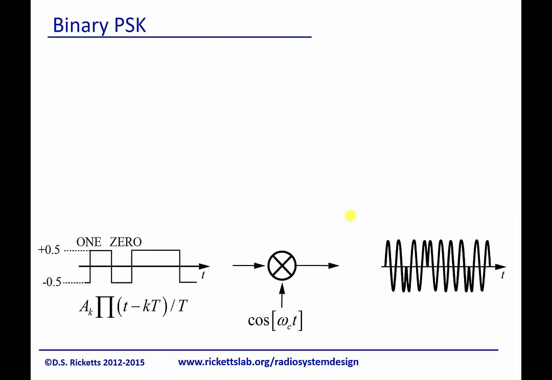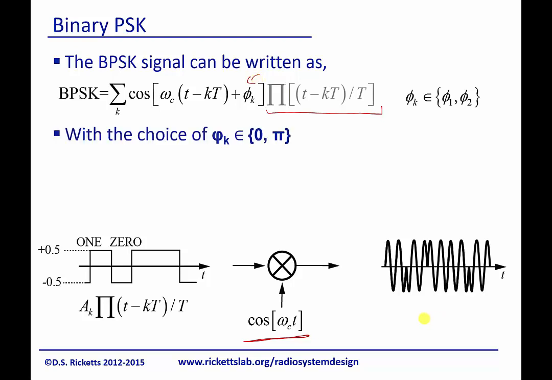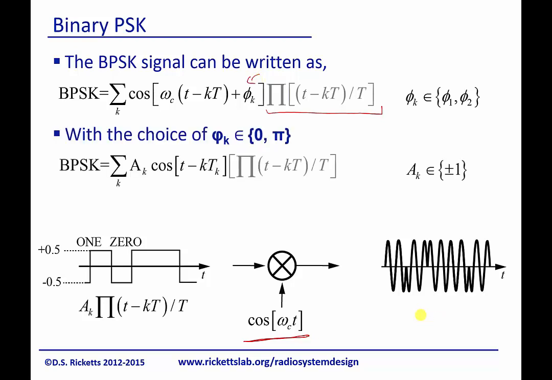Now, if we go back and we look at binary phase shift key, we can write it mathematically like the following. And what we have here, this is a string of square waves, and then it's going to be multiplied by a cosine of omega_c t. Now, we've put in the phase in here, but if we choose the phase to be 0 or pi, we could just rewrite this signal like this. And the way we can think about this is this. The A_k Π is my digital signal, 0101, and cosine is my carrier.